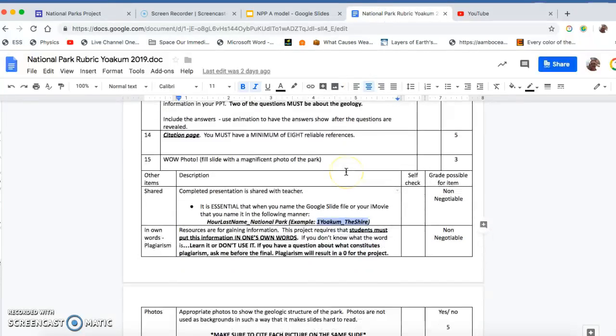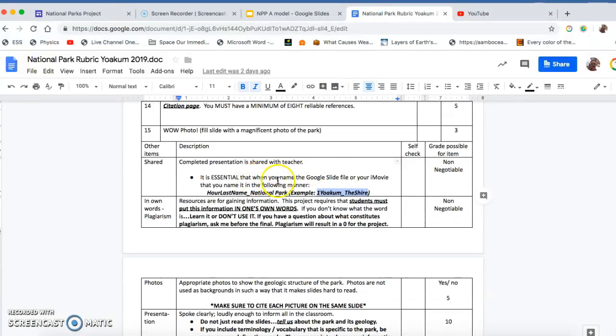Okay, now a few more things. This student shared the file with me this way. The number of the class that this person was in, followed by their last name, then underscore, then the name of the park. So what I've got highlighted here is the example of it. One number that represents the hour of the class you're in, your last name, underscore, then the name of the park. That just makes it a lot easier to search for these things.